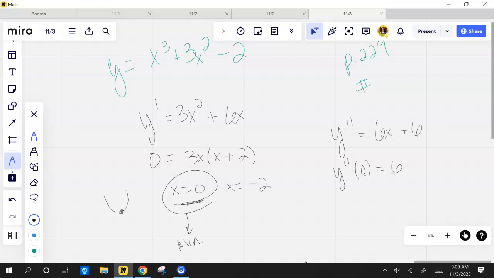I don't know about absolutes, but I just know local. But why are we doing it this way when we do it the other way? That's another way to do it. It's the second derivative test. It's a corollary of that, but it gives you the same. It's a little bit easier. It saves you a little bit of time if you understand it.